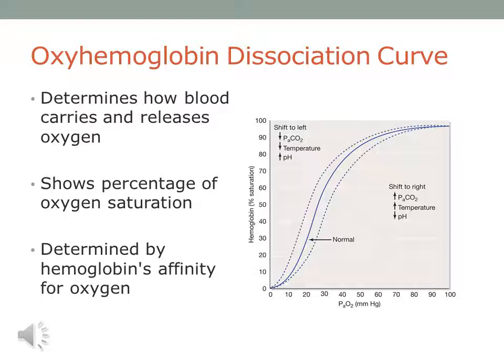On the opposite side, if we're shifting to the left, this means that it's more difficult for the hemoglobin to release the oxygen to the tissues. So you can see on here, that would be a decrease in the PaCO2, a decrease in temperature, or hypothermia, or an increased pH.